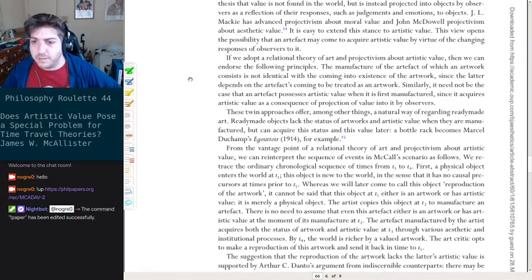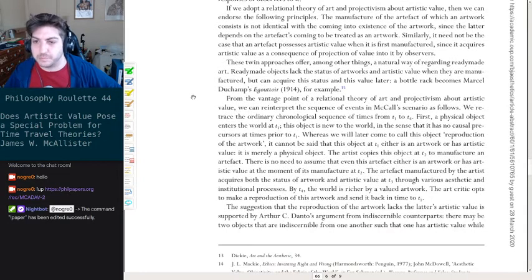Okay. If we adopt a relational theory of art and projectivism about artistic value, then we can endorse the following principles. The manufacture of the artifact of which an artwork consists is not identical with the coming into existence of the artwork, since the latter depends on the artifact's coming to be treated as an artwork. Similarly, it need not be the case that an artifact possesses artistic value when it is first manufactured, since it acquired artistic value as a consequence of projection of value into it by observers. These twin approaches offer, among other things, a natural way of regarding ready-made art.